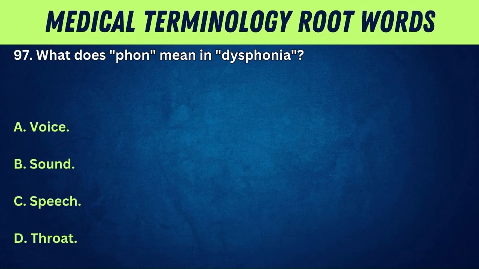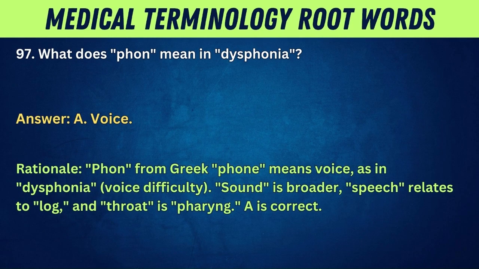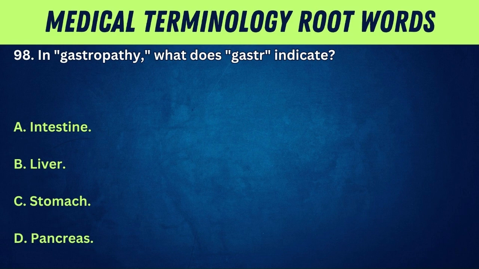97. What does phon mean in dysphonia? A. Voice. B. Sound. C. Speech. D. Throat. Answer: A. Voice. Rationale: phon, from Greek phone, means voice, as in dysphonia, voice difficulty. Sound is broader, speech relates to log, and throat is pharyng. A is correct.